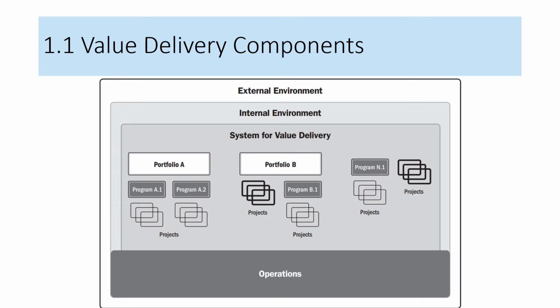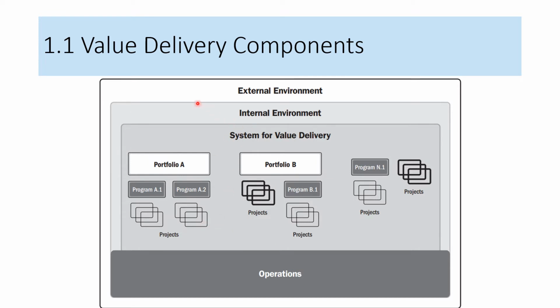Right? What are the value delivery components? A system of value delivery has many components like portfolio, program, and projects. A program is a group of projects done in a coordinated manner. A portfolio is a group of programs and projects and operations, right? So all these activities within the portfolio, program or project or operations is called system of value delivery. These are the components of value delivery system.